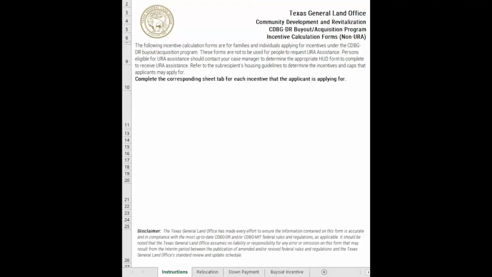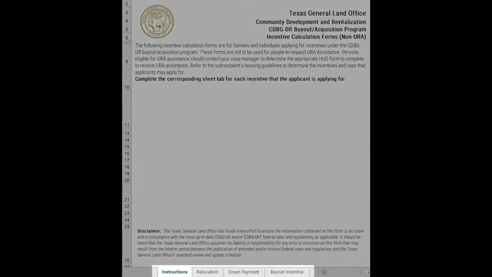When completing the form, applicants and subrecipients should refer to the subrecipient's program guidelines to determine the incentives that may be offered and any additional eligibility requirements and the threshold limit placed on the incentive. Then, after the applicant signs and submits the form, the subrecipient should review the form for eligibility, collect any additional information or documentation needed, and complete the subrecipient use sections on the form, making their final determination of the amounts to award. Each sheet on the form corresponds to a different incentive that is eligible under the local buyout and acquisition program.